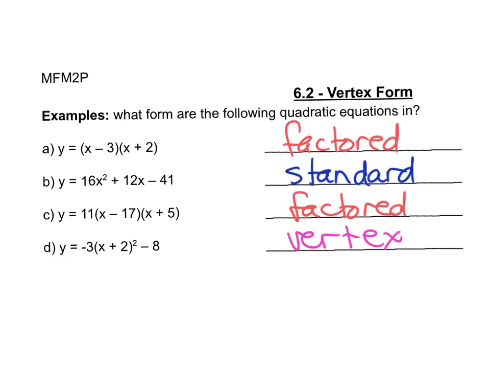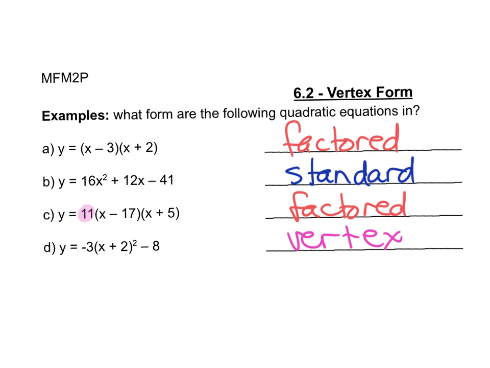Note that in C, there's an a value that is not 1. Well, don't let that throw you off. It's still pointing up. It has zeros at positive 17 and negative 5, and it is in factored form. So that's C. Sorry, I started at C instead of A just because of that interesting a value there.